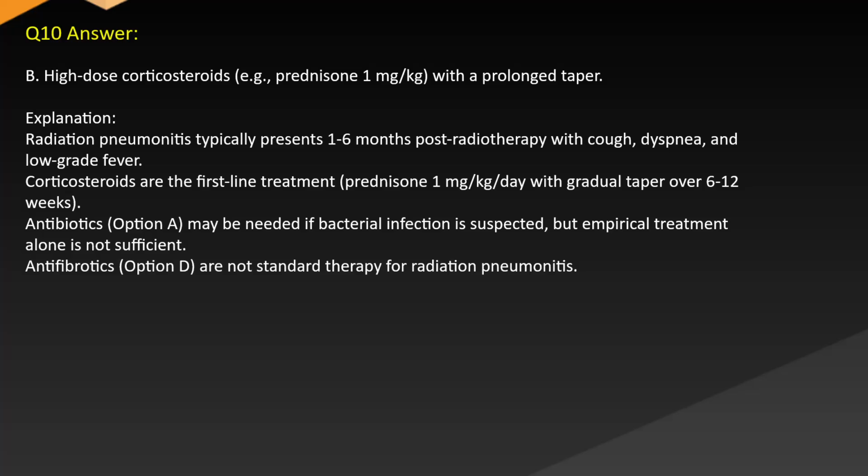Answer: B. High-dose corticosteroids, e.g., prednisone 1 mg/kg with prolonged taper. Explanation: radiation pneumonitis typically presents 1-6 months post-radiotherapy with cough, dyspnea, and low-grade fever. Corticosteroids are the first-line treatment. Prednisone 1 mg/kg with gradual taper over 1-2 weeks. Antibiotics, option A, may be needed if bacterial infection is suspected, but empirical treatment alone is not sufficient. Antifibrotics, option D, are not standard therapy for radiation pneumonitis.